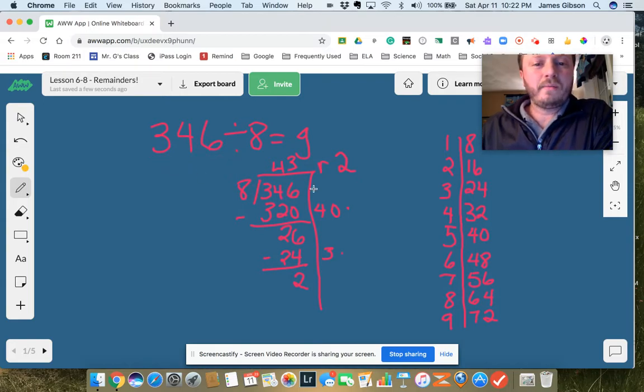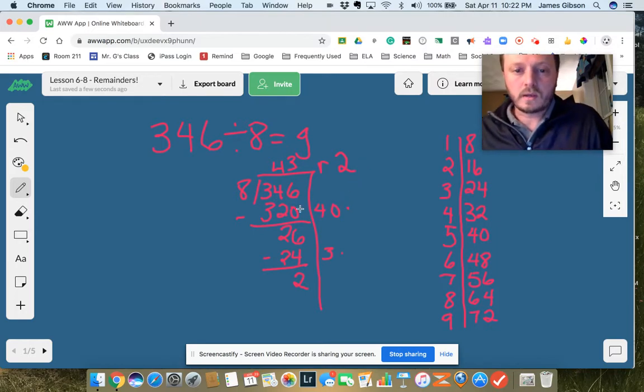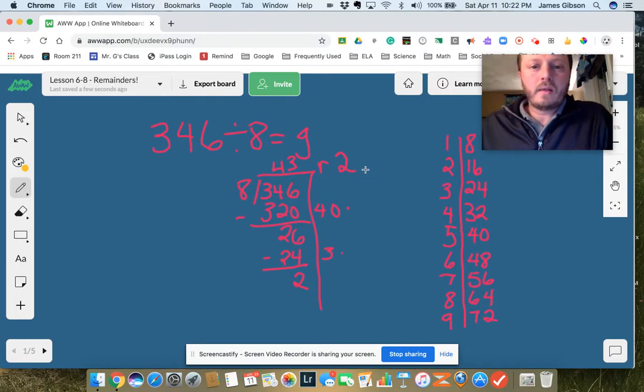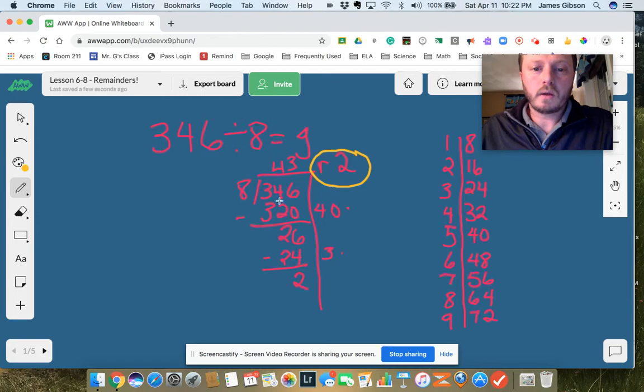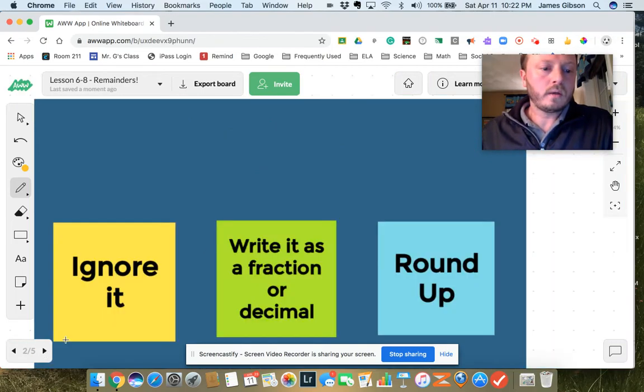But if we have word problems, if we have problems that involve certain stories that go along with them, there are going to be certain things that we need to do with our remainders. And that is what the focus is of lesson 6-8. What do we do with this remainder? We have three choices. We can ignore it, we can write it as a fraction or decimal, or we can round it up.